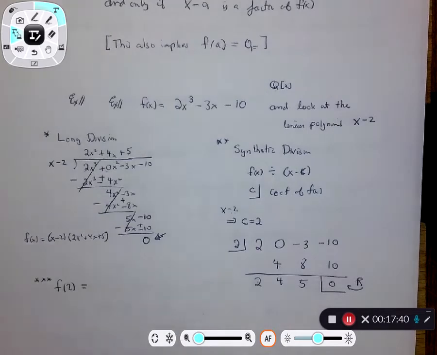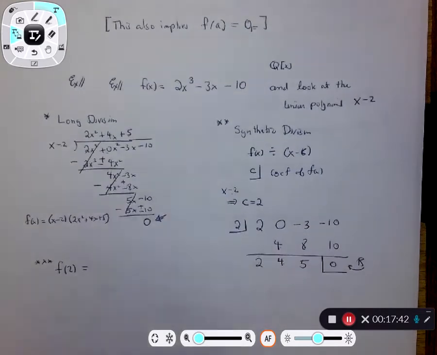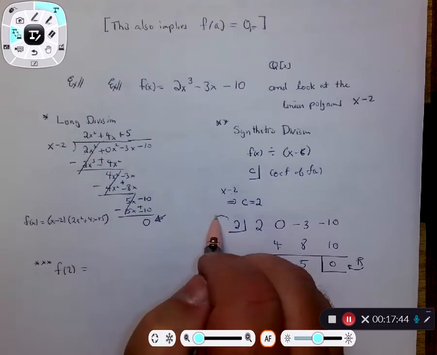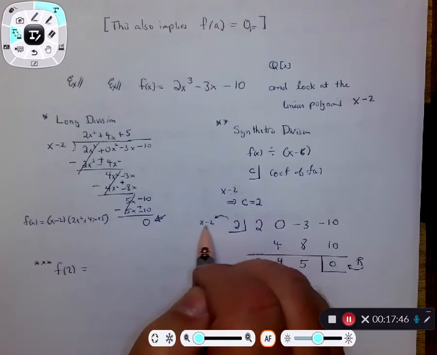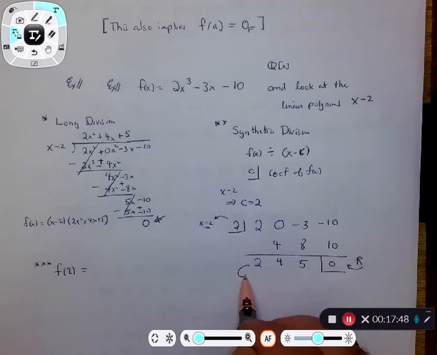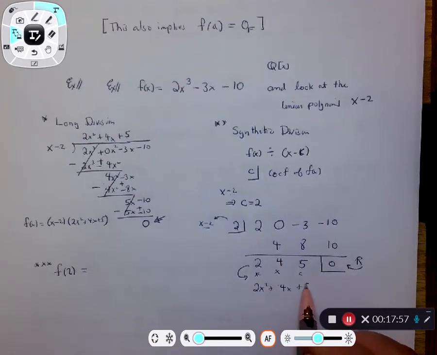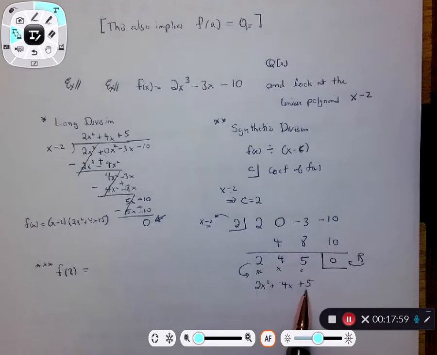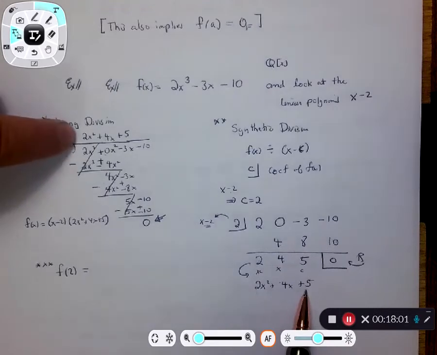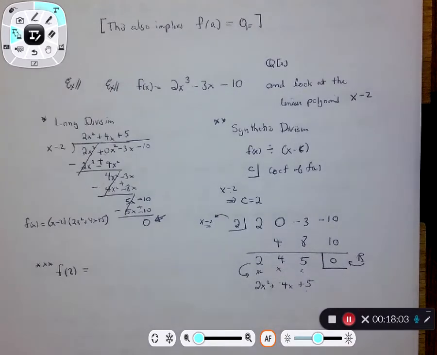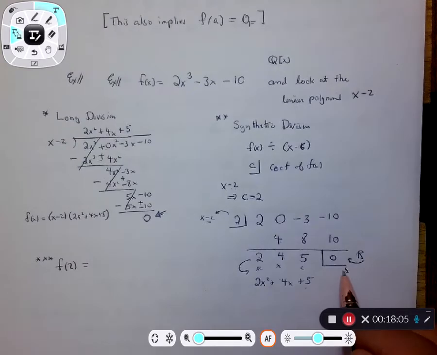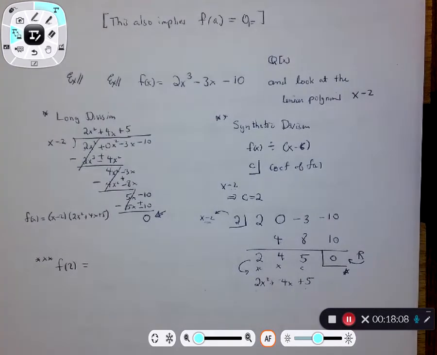And if you look at your quotient down here, this 2 in the synthetic division represents the x minus 2. And look at your coefficients down here. This is your x squared. You're left with 2x squared plus 4x plus 5. And that happens to be exactly what you got up here. And it took a lot less work. And most important, you've got that remainder of 0.